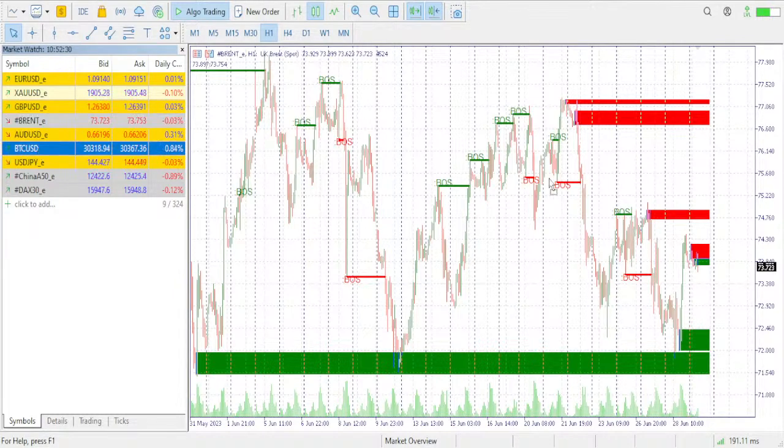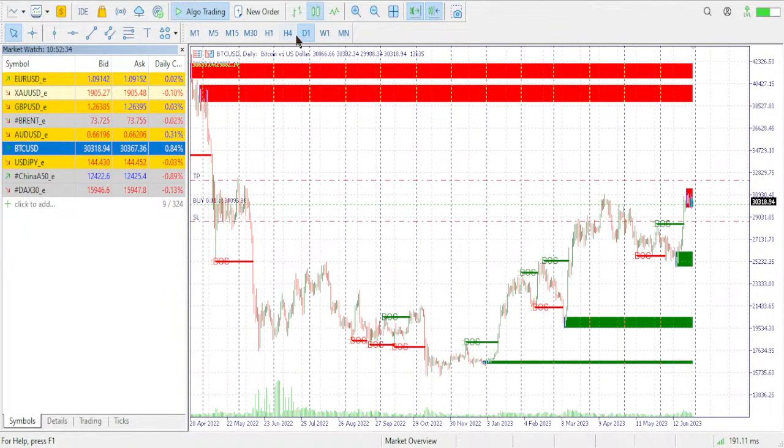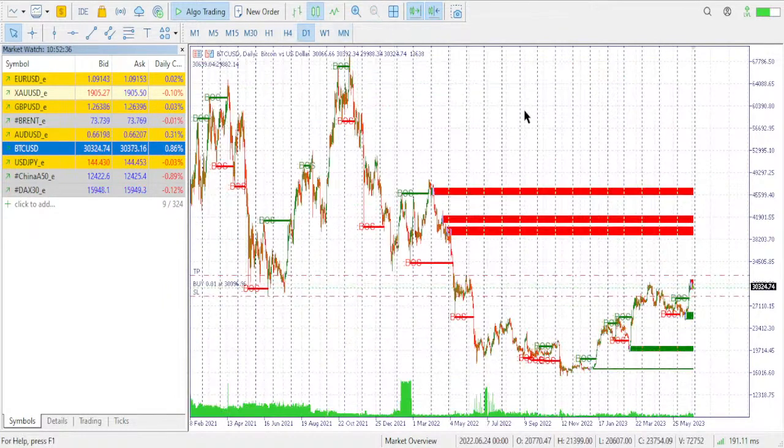My other chart is BTC USD. So with the BTC USD so far, we have a very good support here. We have a support, we have a support, we have a resistance, we have a resistance, we have a resistance, and we have a resistance here.